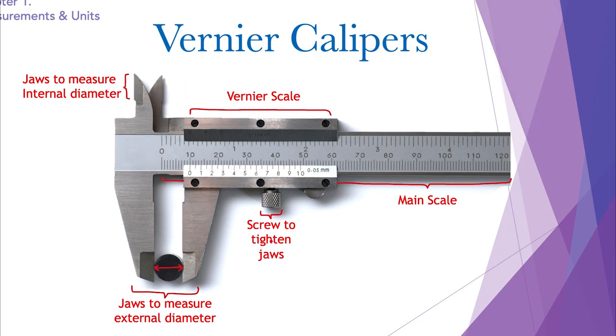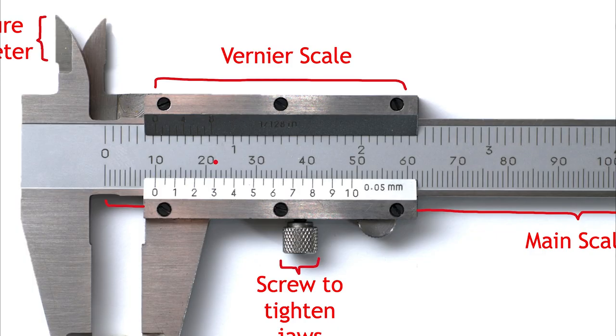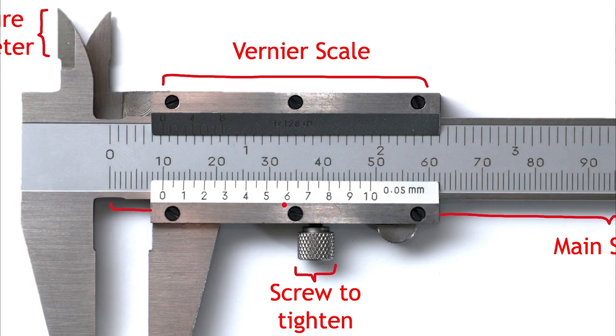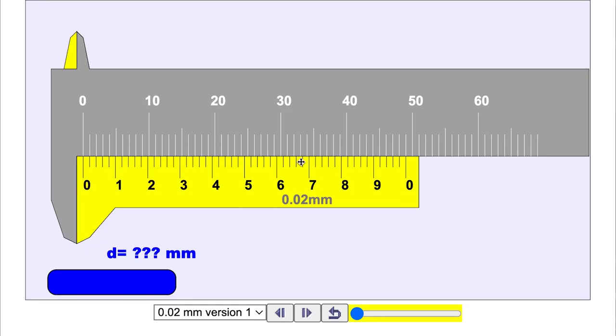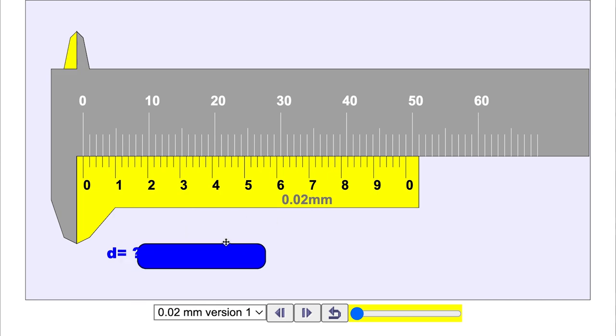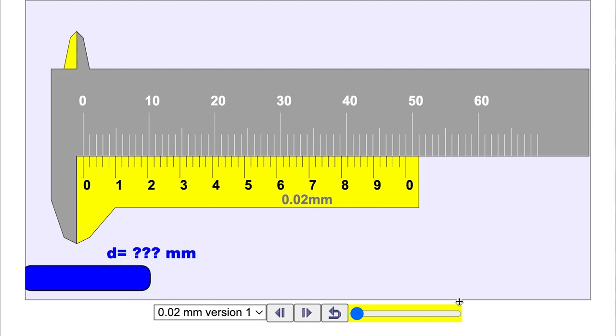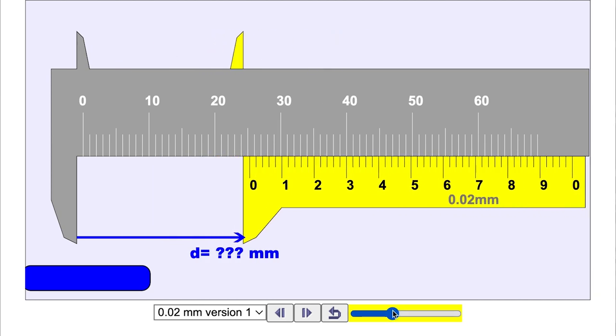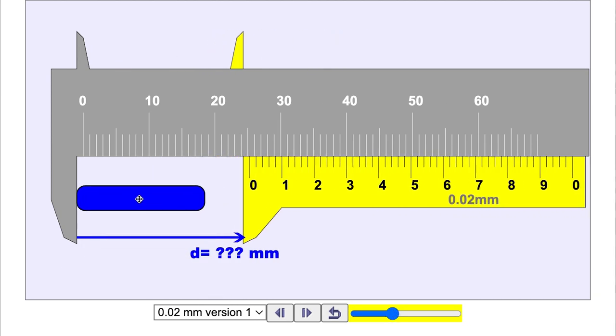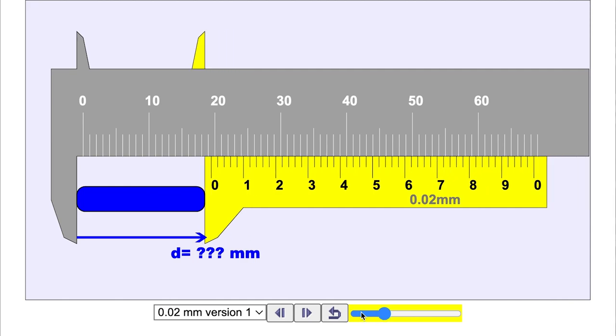So we have a screw to tighten the jaws of this Vernier Calipers and this is the main scale. How do we measure using this Vernier Calipers? It is not very difficult. So for example, here I have a Vernier Calipers and this is the object I want to measure using this Vernier Calipers. I open the jaws of this Vernier Calipers and place the object and tighten the jaws around it.